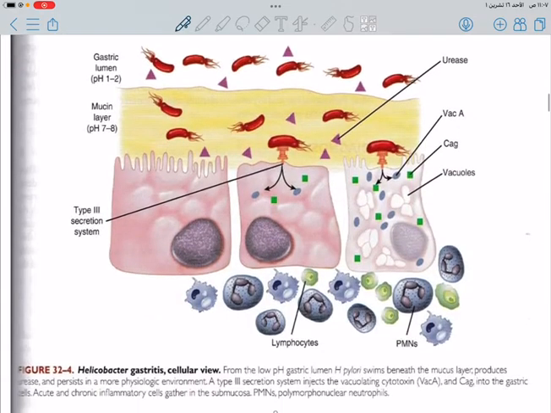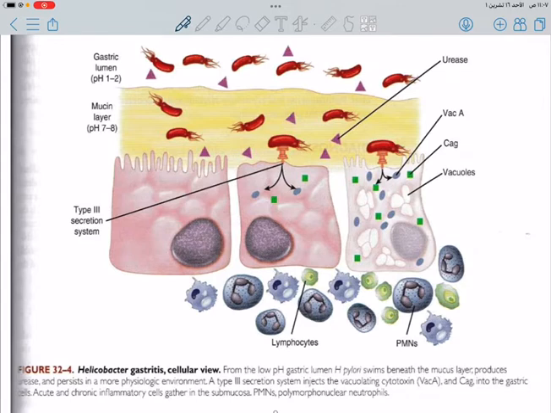Now here we can see the microorganism with polar flagella, motile, at the gastric lumen. It can tolerate pH 1 to 2 or a little more. What does this microorganism do? It escapes from this very strong acidity. Where can it escape?